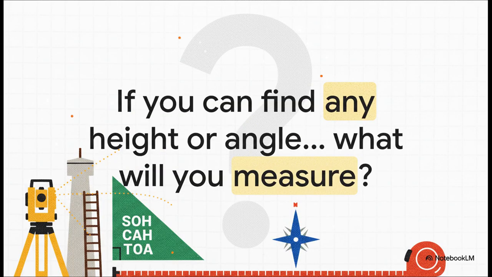So the real takeaway is this: you now have a superpower. You have the secret code to find unknown heights, distances, and angles all around you. So the only real question left is, what will you measure first?